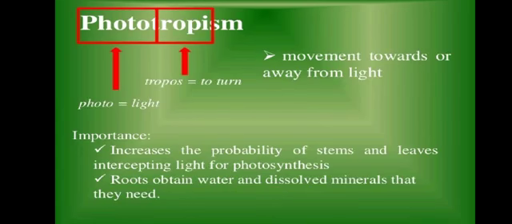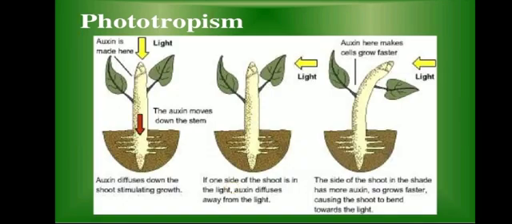Let me explain phototropism first. Photo means light, tropos means to turn. The movement of the plant towards or away from the light is said to be phototropism. See, here the plant, especially this tip part of the plant, is said to be auxin. The auxin part is moving towards the light. It is turning towards the light, indicating that it is phototropism. And also it is positive phototropism.